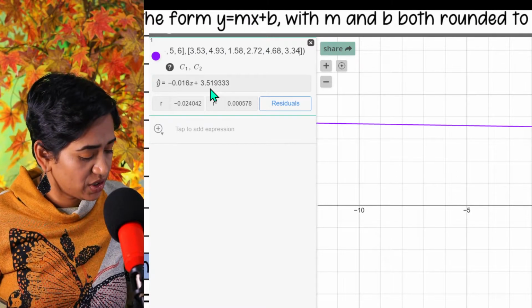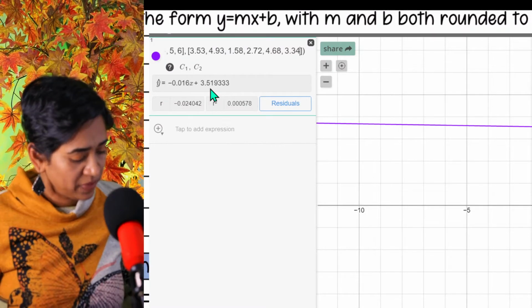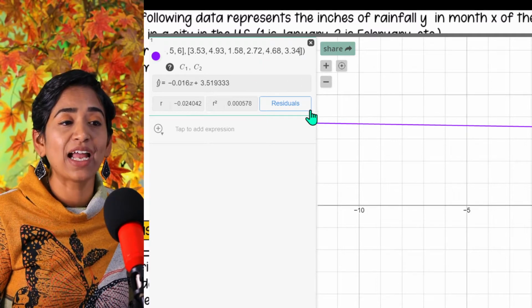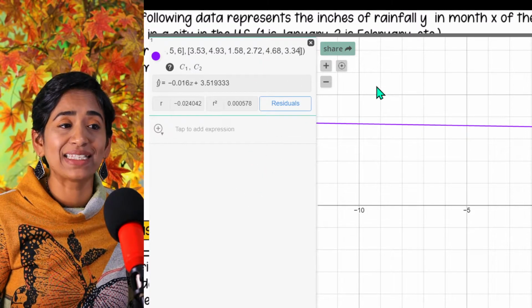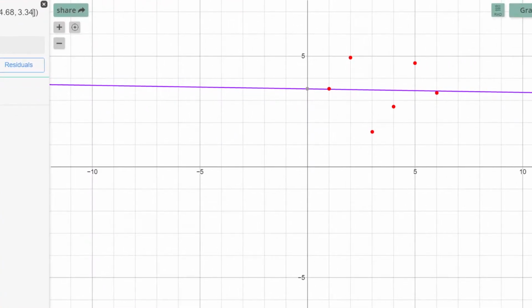And my y-intercept is 5.19. I'm going to keep it to 3 decimal places. Now let's go ahead and take a look at how the graph is and what exactly it means. All right, so I'm here. Let me minimize this one.